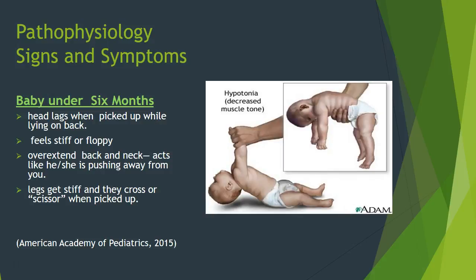Signs and symptoms of a baby under 6 months of age: the head will lag when picked up while lying on the back, as you can see in the picture, or they will feel stiff or floppy. They will have an overextended back and neck, like they're pushing away from you, and their legs will get stiff, and they cross like scissors when picked up.